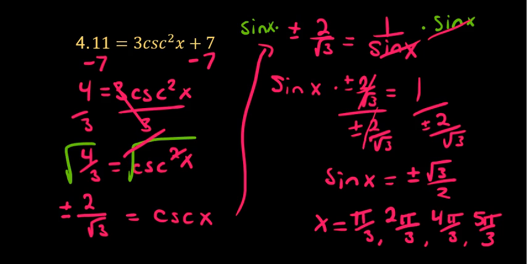And then I went to my unit circle to look up where it was a positive square root 3 over 2. The sine is a positive square root 3 over 2 at pi over 3 and 2 pi over 3. And then I looked up the negative square root 3 over 2, which happens at 4 pi over 3 and 5 pi over 3. So check your work on this one, and then we'll move on.